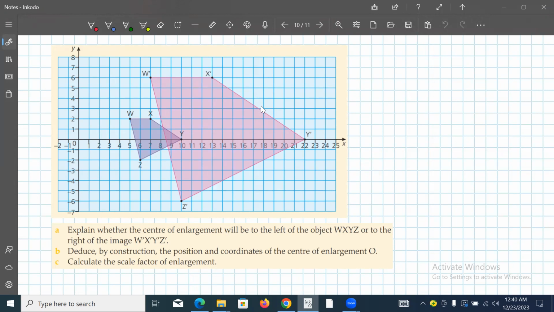When you draw the lines, or whenever your image is bigger than the object, we always find the center of enlargement on one side of the object. So now the second thing, how to find where the center of enlargement is, we can take help of the lines. So just draw the lines. Those lines will help us. Where the lines intersect, that point is basically the center of enlargement.